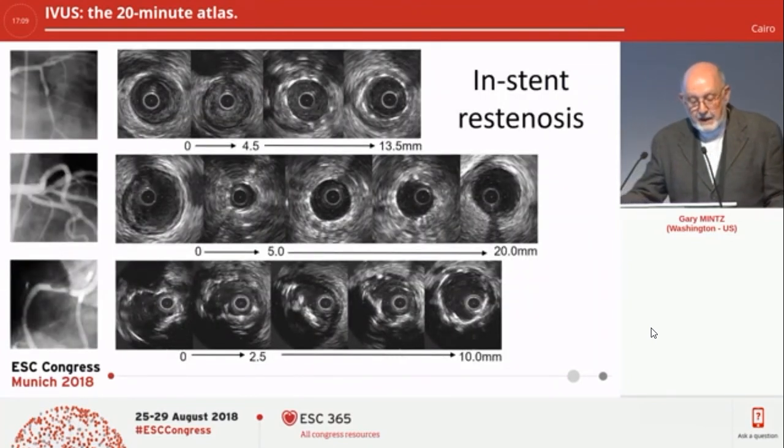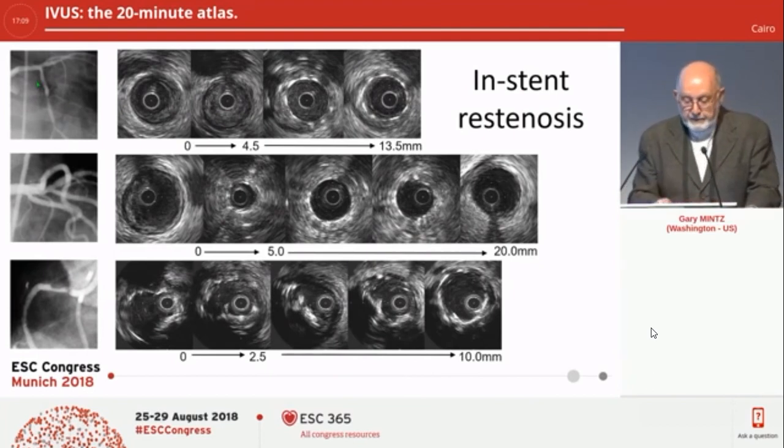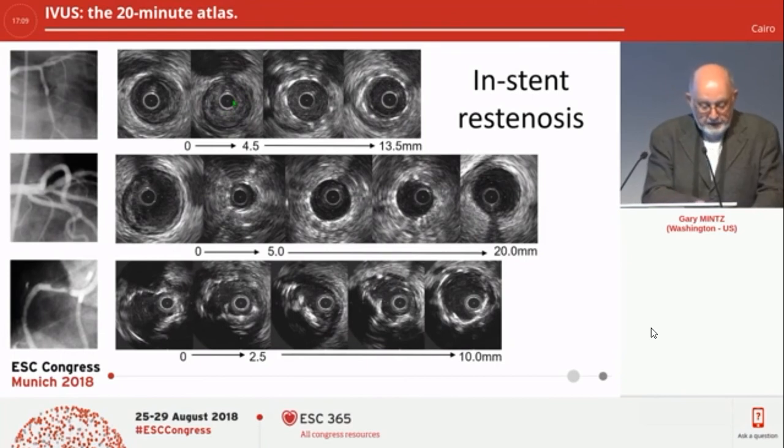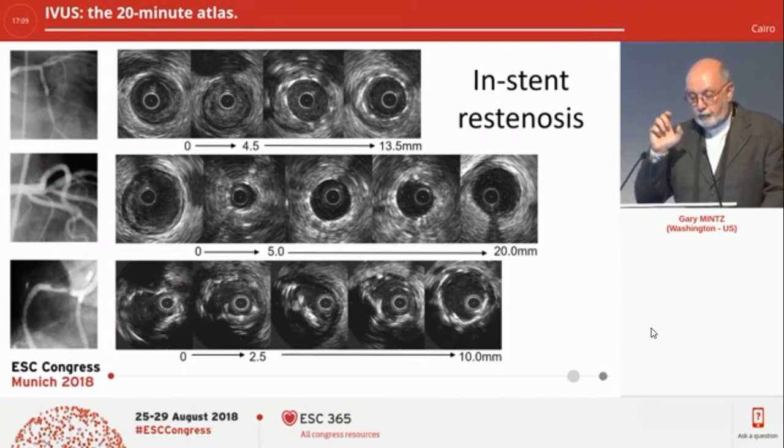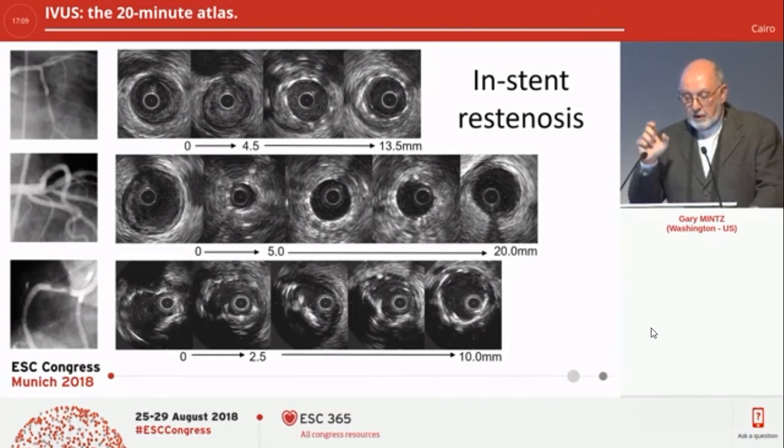These are three less common causes of in-stent restenosis. The top one is actually a proximal edge restenosis, because you can see that the stent itself is free of neointima, but you see a large plaque burden proximal to the stent with lumen compromise. This is an example of in-stent restenosis from chronic stent under expansion. Stents rarely recoil chronically, at least metallic stents rarely recoil chronically.